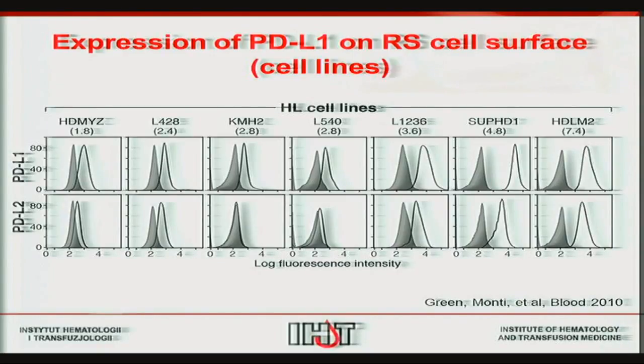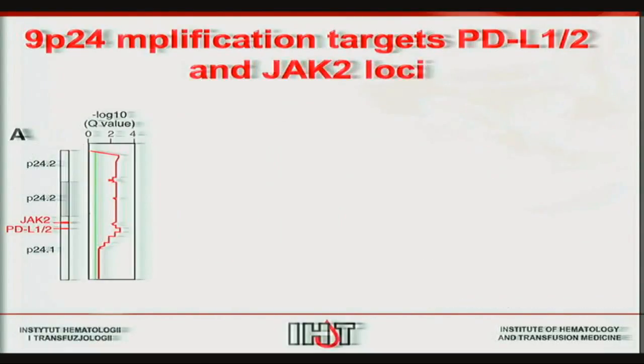So we looked back at our panel of cell lines and we compared the surface expression of PDL1 and PDL2, and we found that they were in proportion to the copy number gain. So the higher the copy number gain indicated here in parentheses below the cell name, the higher the expression of the ligand on the surface. So that seemed to be a specific mechanism responsible for overexpression of these ligands.